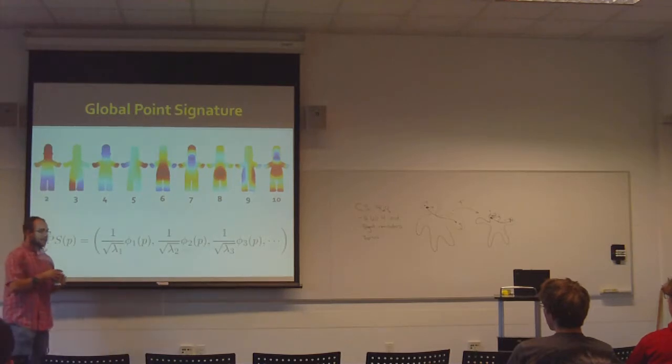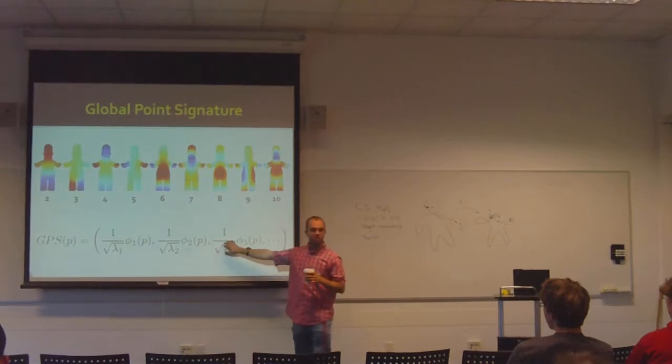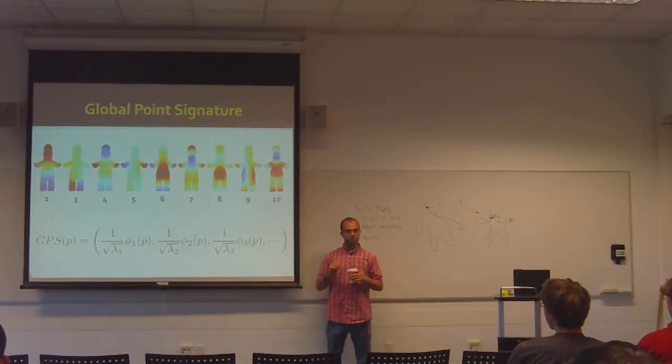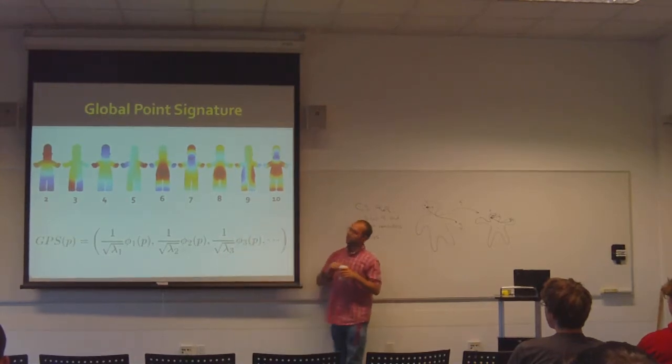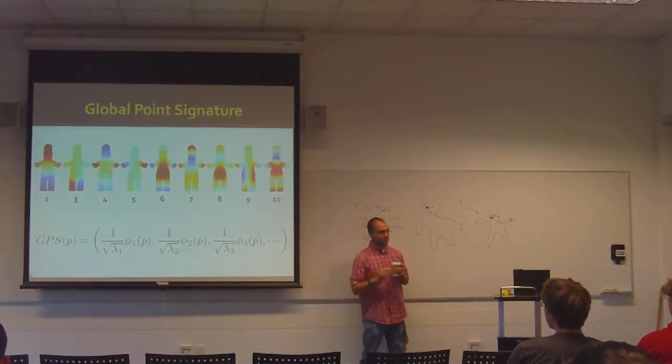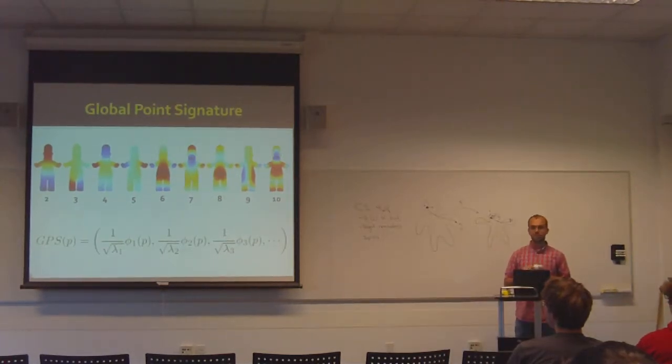But that aside, if you take the first, say, 100, 200 values, you get a descriptor of a point. For technical reasons, he scales them by the eigenvalue that comes out. That's not terribly important for our discussion right now. And why would the GPS be useful? Well, it has a lot of cool properties that are quite important.